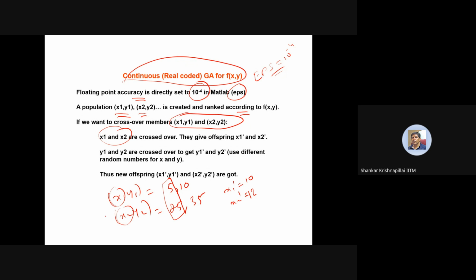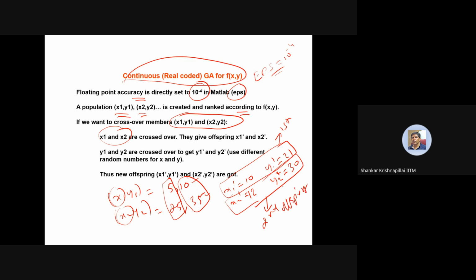Okay, so X1, X2 are crossed over separately. Then with another value of beta, another random number, Y1 and Y2 are crossed over separately. So 10 and 35 are crossed over. Y1 apostrophe is maybe 21, Y2 apostrophe is say 30. Okay, so now you got the first offspring, and this is the second offspring.